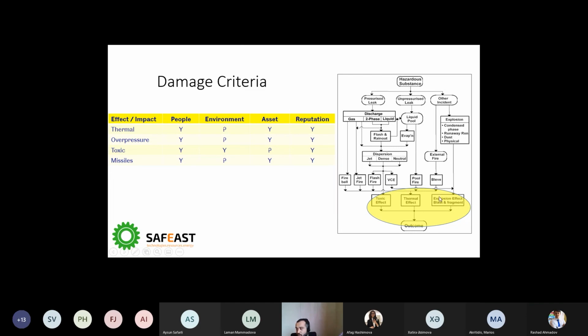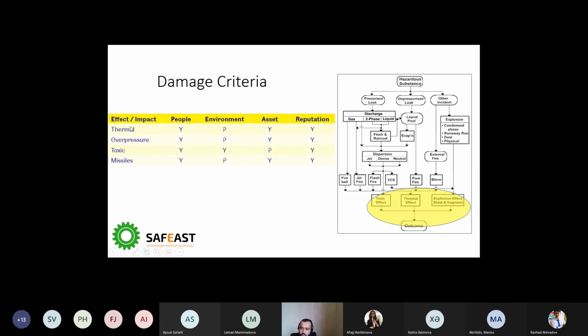But the main question is, what's the outcome? So what will be the effect of that? So is that toxic effect, thermal effect, explosion, fragment effect dangerous, acceptable, or not? So if you look at all these four different, actually, including missiles effect, we discussed thermal, overpressure, toxic, and missiles.